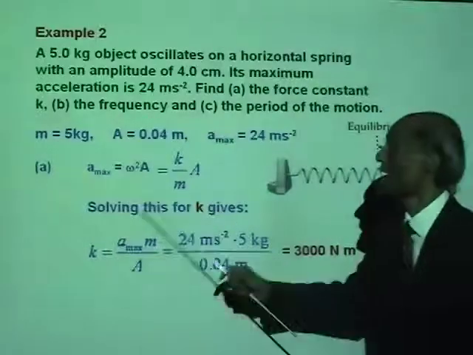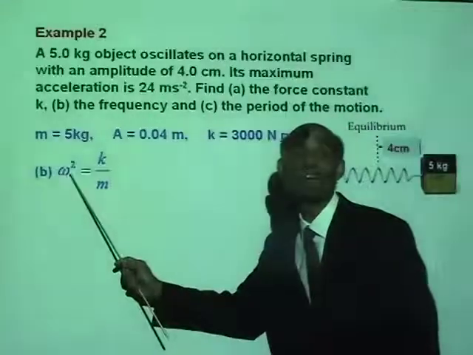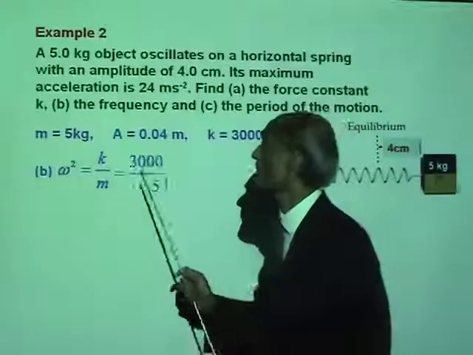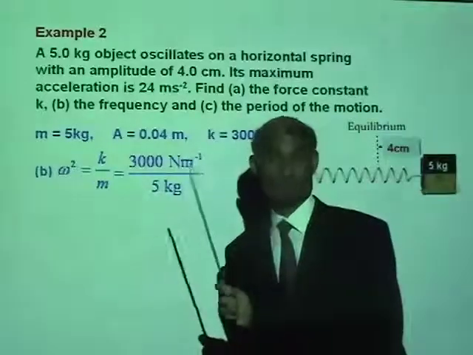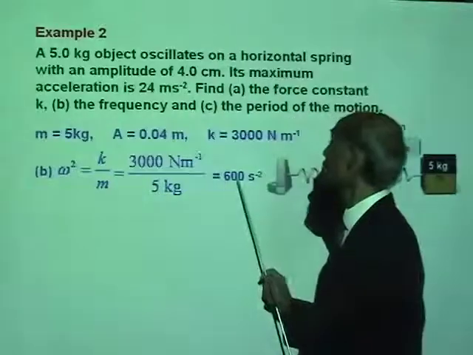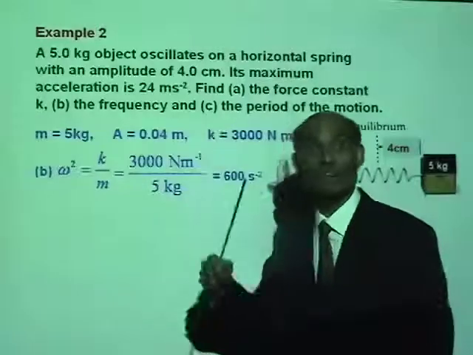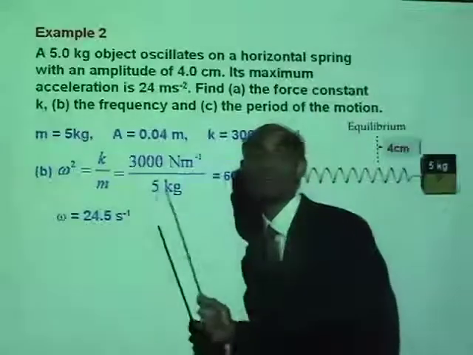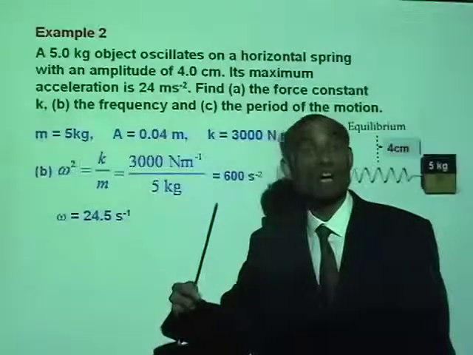Alright? Now, in part B, we need to find the frequency, so we go back here. Omega squared is K over M, and we just calculated the value of K. You know the value of M, and therefore omega squared is 600 per second squared. And therefore what is omega? Omega is square root of that, which is 24.5 per second, which is the same as hertz.